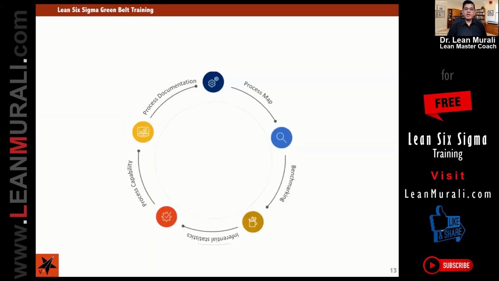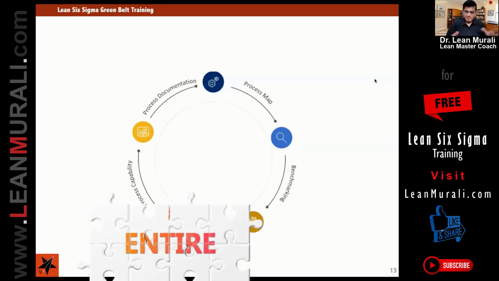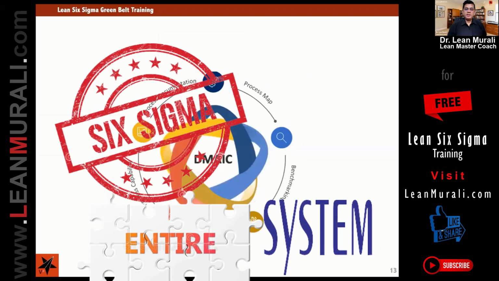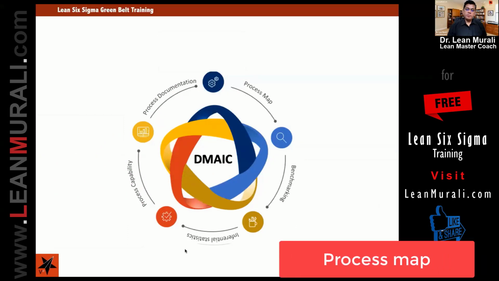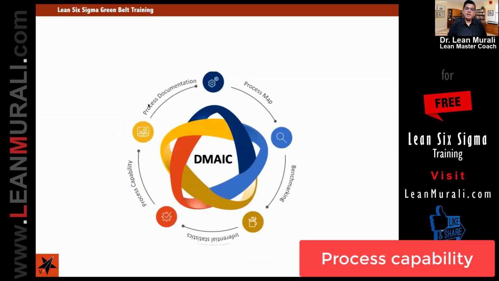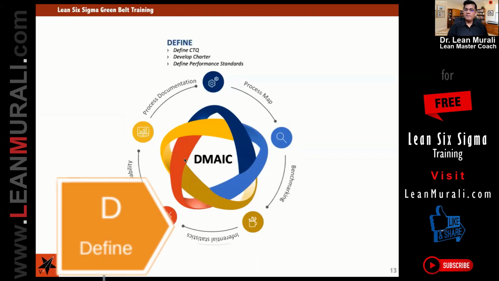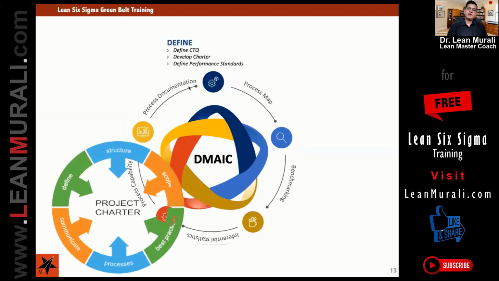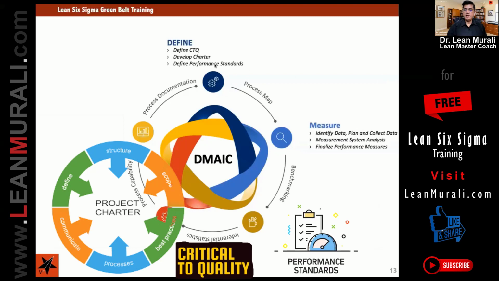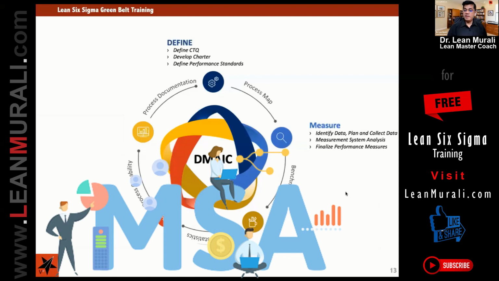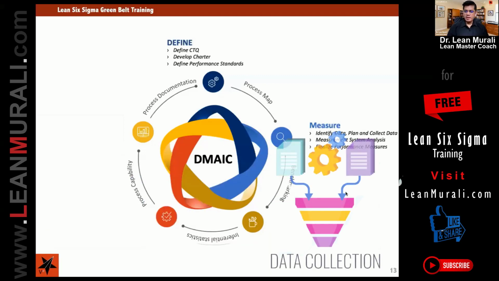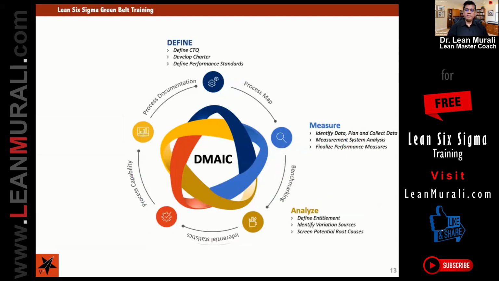Okay, let's go to the other vocabulary. Before that, I wanted to give you some components in the entire system of Six Sigma, in the DMAIC that we saw. We will talk about process maps, benchmarking, inferential strategies, process capability, process documentation. In the define phase, we will go into the depth of project charter, critical to quality, performance standard. In the measure phase, we'll talk about measurement system analysis. It's very, very important. And how to collect data, plan the data, and all that stuff.